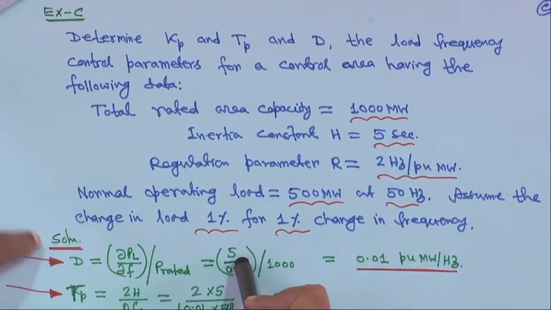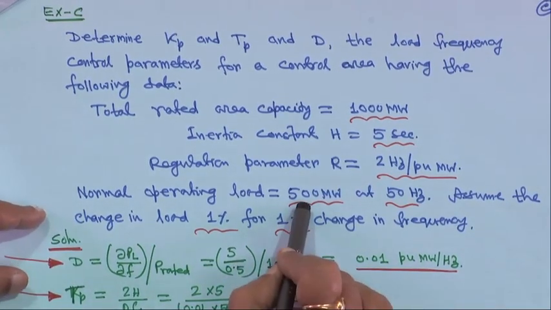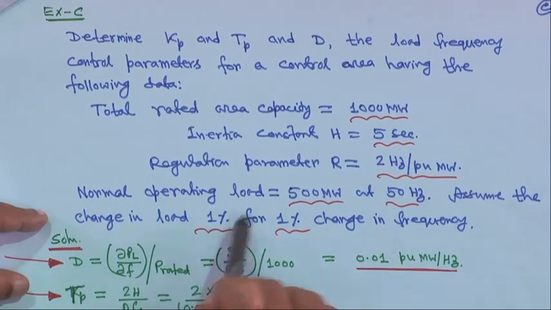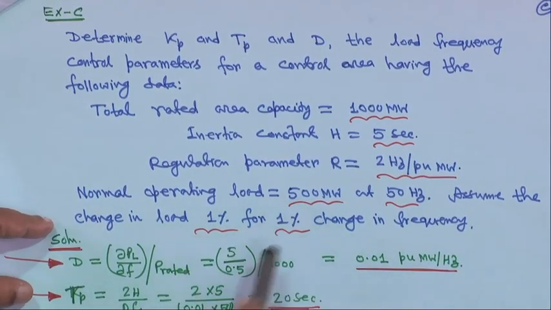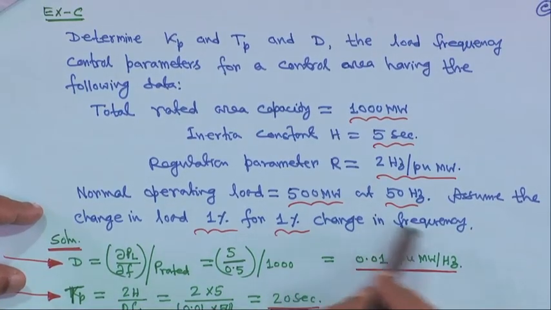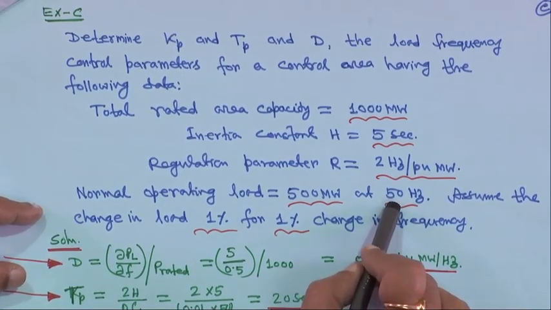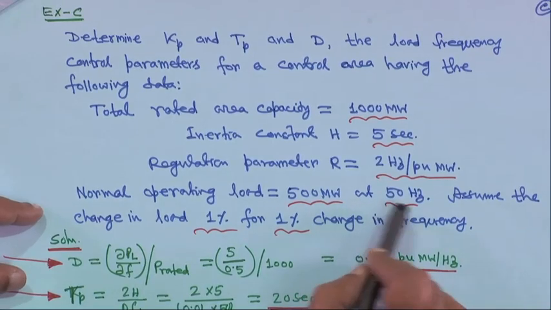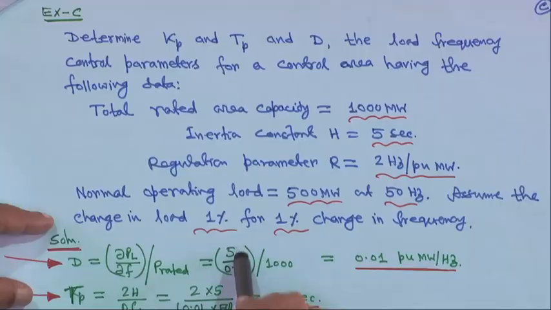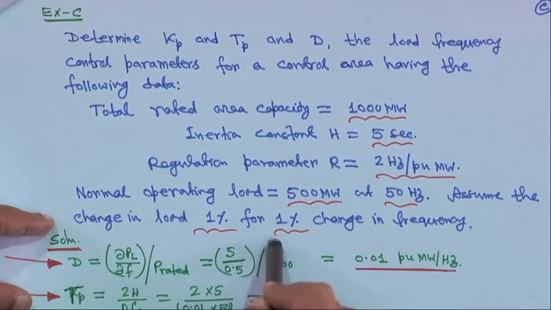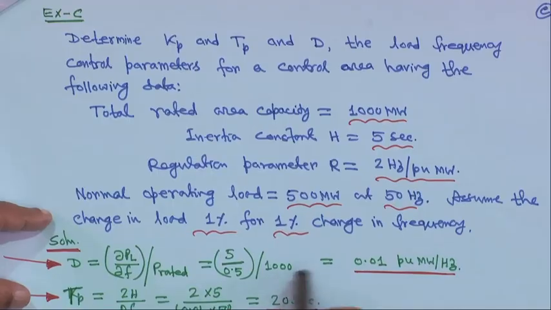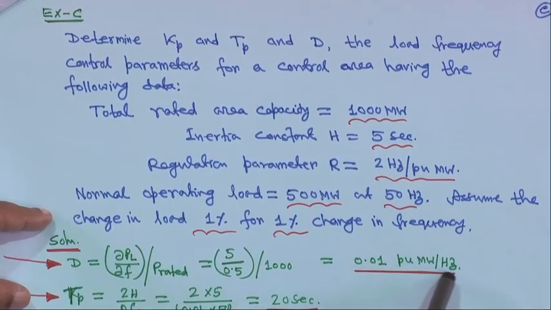Understandable, because your load is 500 megawatt, and a 1% change in load means it is 5 megawatt. So delta PL is 5 megawatt, right? And 1% change in frequency of 50 hertz, so 1% will be 0.5 hertz. So this is 5 megawatt change in load divided by 0.5 hertz, and the whole thing divided by your 1000, right? So that means 0.01 per unit megawatt per hertz.